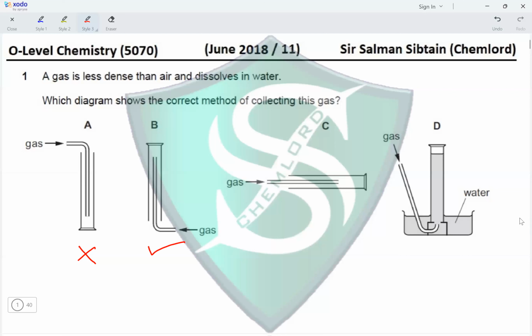In C, we have got a gas collecting system, but it would not be collected properly because we are not collecting it either upwards or downwards. This is sort of a gas syringe type of setup. So this will not be used. And D is used for a gas that is less dense than air. Yes, but it should be insoluble in water, not soluble. So setup D is incorrect as well. So this makes option B the correct option for this question.